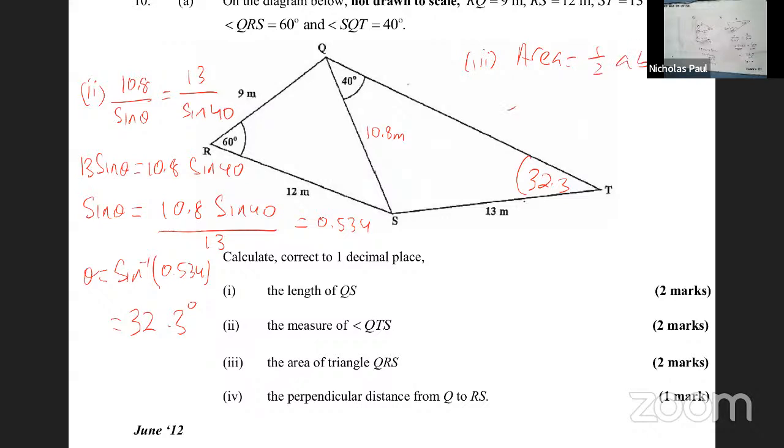Now when it's sine C, would that be 60 degrees? Yep. So the triangle is QRS. You look at triangle QRS, that'll be half of 9, 12 sine 60. How much is that? So I get 93.5. Anybody else get that? Check it and make sure.